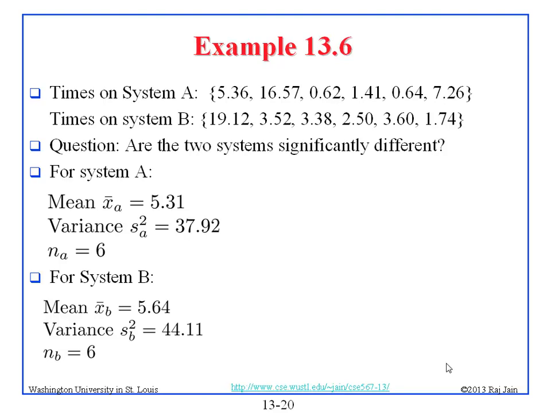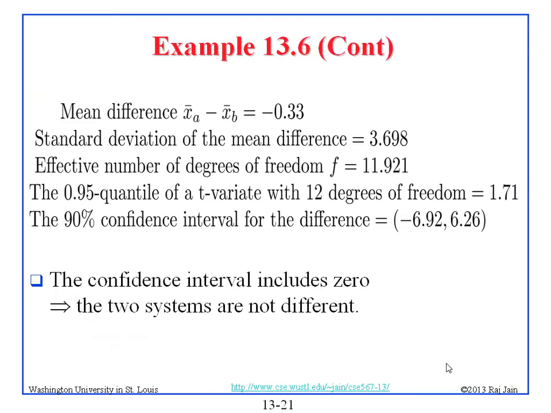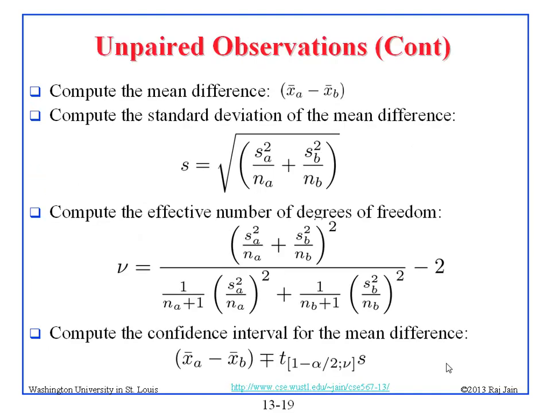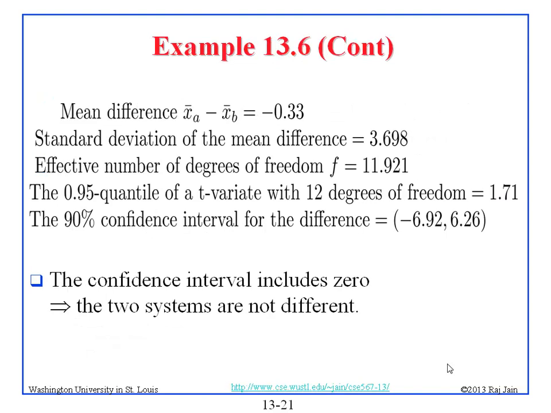So we do mean and standard deviation for the first, and we do mean and standard deviation for the second. We do the difference of the mean. We do the standard deviation of the mean difference. This 3.698 came from that big formula. Well, it's not that big, from this formula. Degrees of freedom came from this big formula. So degrees of freedom comes out 11.921.